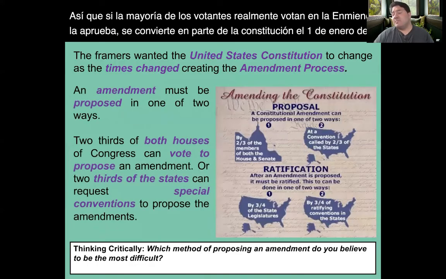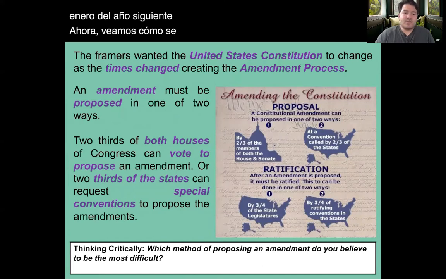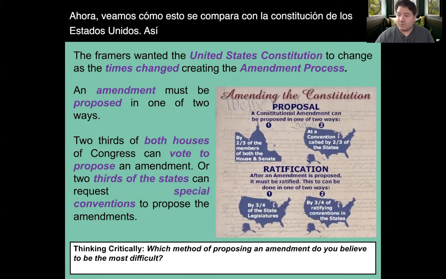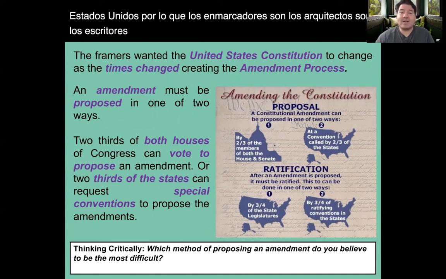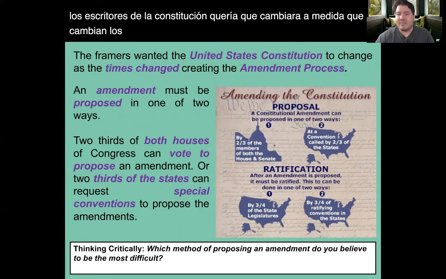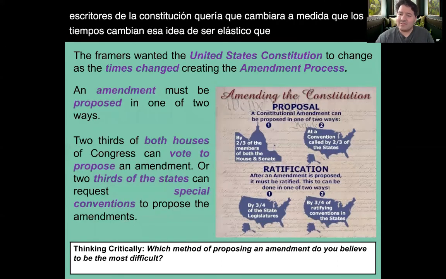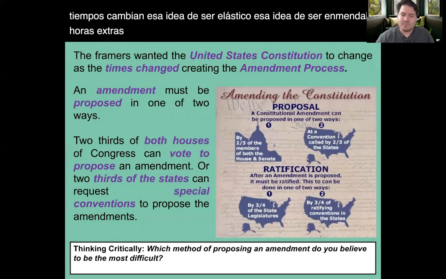Now let's see how this compares to the United States Constitution. So the framers, or the architects, or the writers of the Constitution wanted it to change as the times change, that idea of being elastic, that idea of being amendable over time. And so they created within it the amendment process.